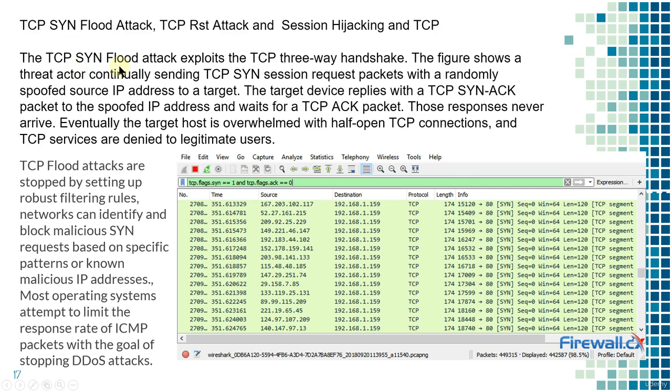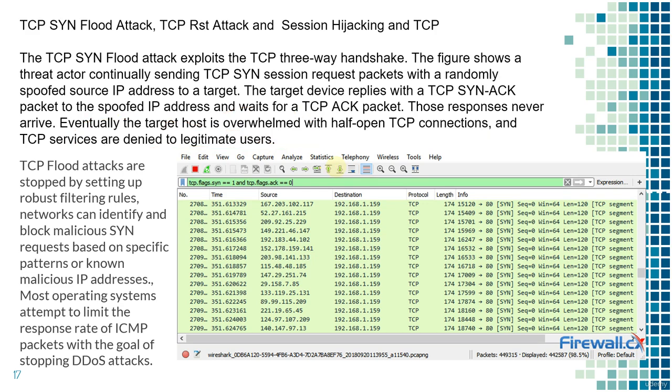Okay, so the TCP SYN flood attacks exploit the TCP three-way handshake. The figure shows threat actors continually sending TCP SYN session request packets with a randomly spoofed source IP address to the target. The target devices reply with the TCP SYN-ACK packet to the spoofed IP address and wait for the TCP ACK packet. Those responses never arrive. Eventually, the target host is overwhelmed because it cannot handle so many TCP SYN requests. So with half-open TCP connections, the TCP service is denied to legitimate users. So this is the whole idea of the attacker.